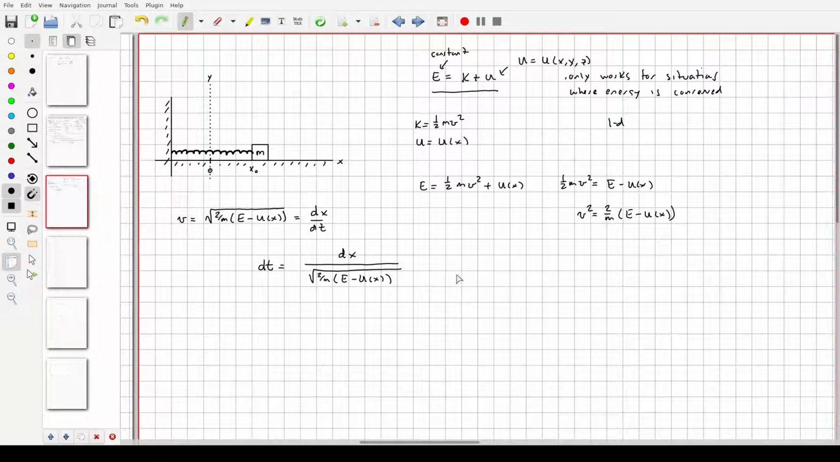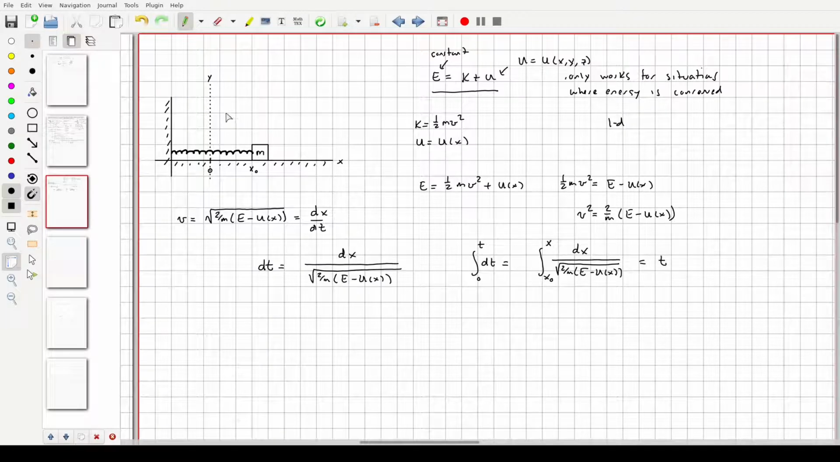Now, if I integrate both sides, on the left-hand side, I'm going to go from 0 to t. On the right-hand side, I'm going to go from x naught to x. I get this right here. Now, here's the deal. When you integrate the left-hand side, you're going to get t. When you integrate this side right here, you're going to get something that is a function of position. And you can solve for position as a function of time.